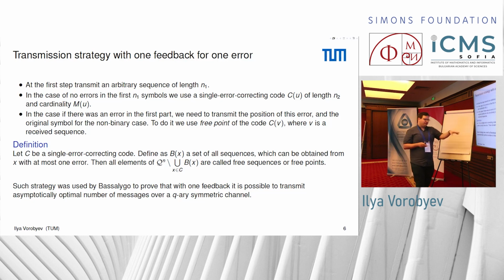Such a strategy was used by Bassalygo to prove that with one feedback, for the case of the q-ary symmetric channel, we can transmit an asymptotically optimal number of messages. So the number of messages, if you compare it with the Hamming bound, is asymptotically the same. It can be achieved with this strategy, with only one feedback.